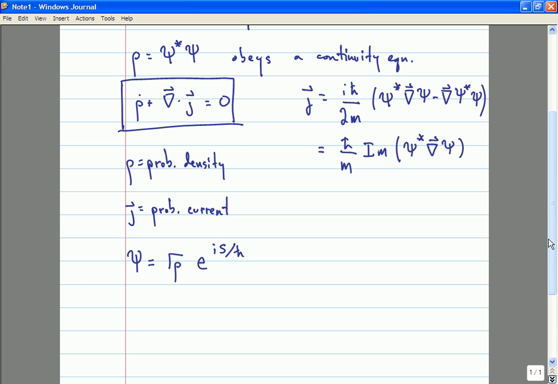Was there a question? I saw some confused looks. Yeah. That's the square root. Is that helpful? Okay, good. Yes, that's a square root.